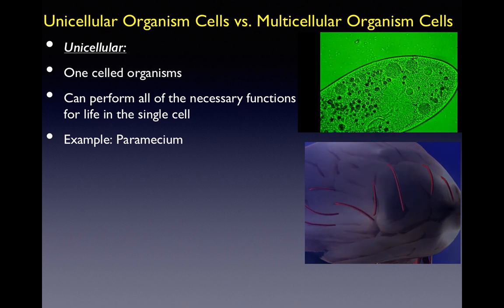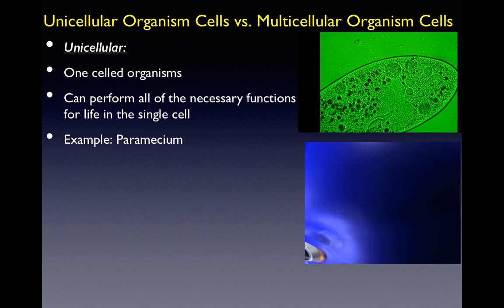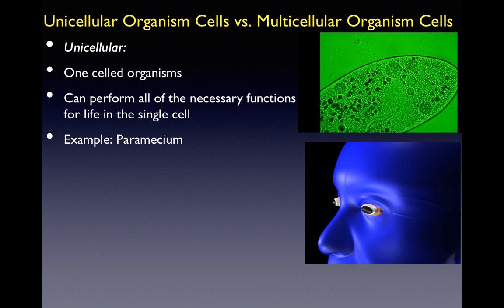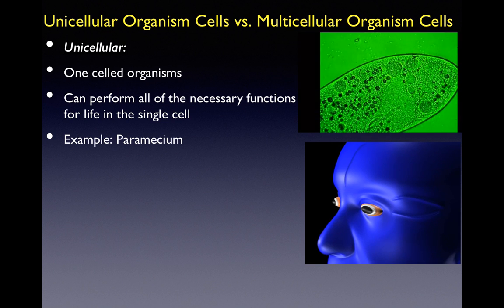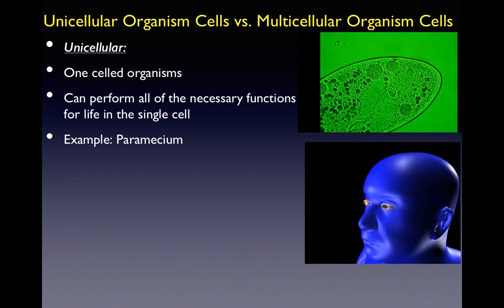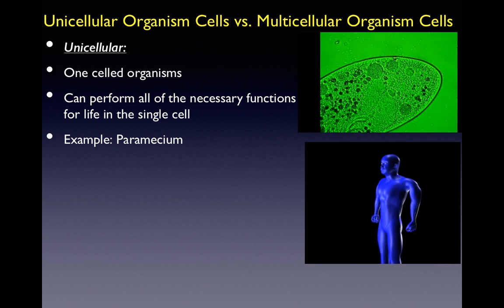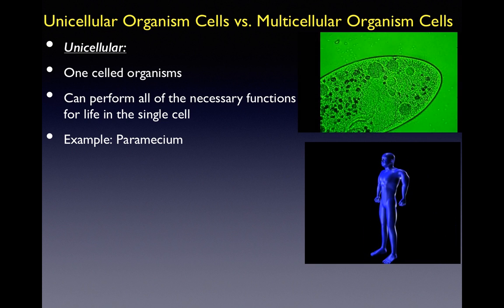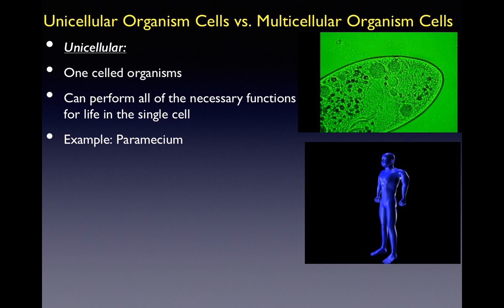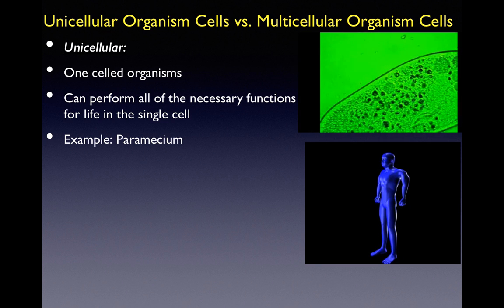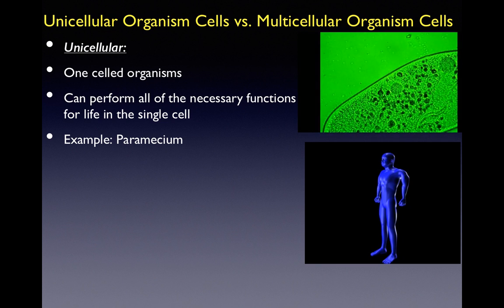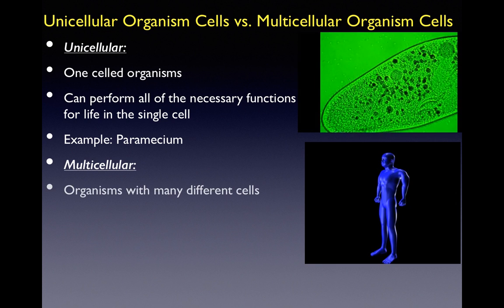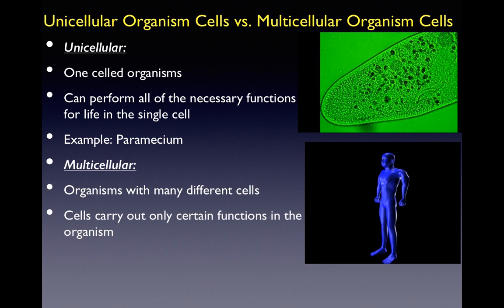Okay? So it eats, it breathes, it moves, it does all the things that you need to do to be considered alive, but it does it with just one single cell. And that one single cell is actually extremely small. It's smaller than any cell that you have in your body, as you saw on that web quest that we went through last week. A multicellular organism is an organism that has different cells.